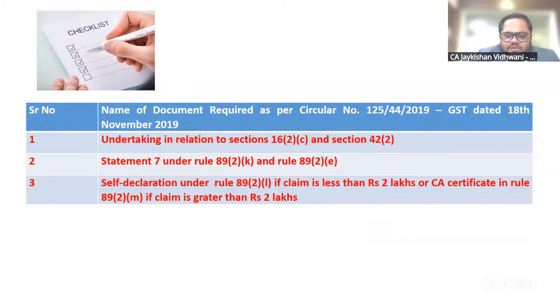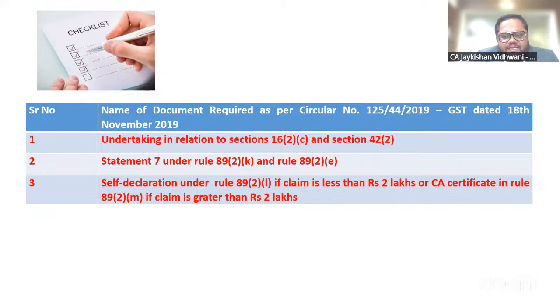So now moving ahead, what are the documents that are required with this claim? The claim is single in all the three mentioned scenarios: wrong payment, TCS, TDS. The claim needs to be made under the refund of balance lying in the electronic cash ledger. Now, what are the documents that need to be given along with this application?